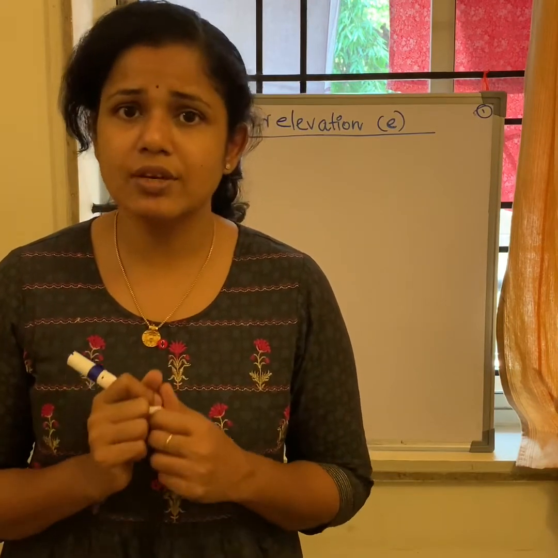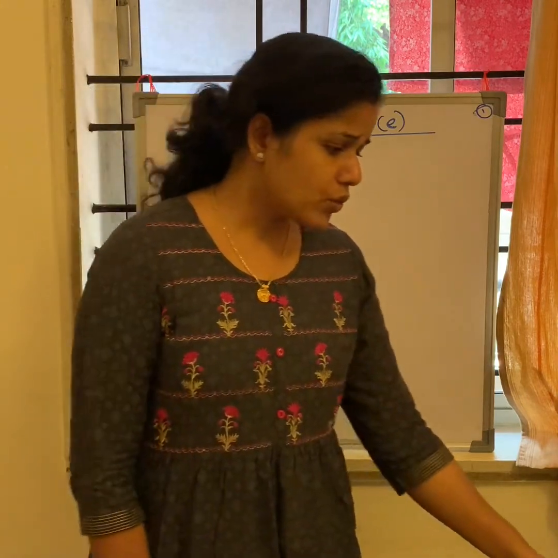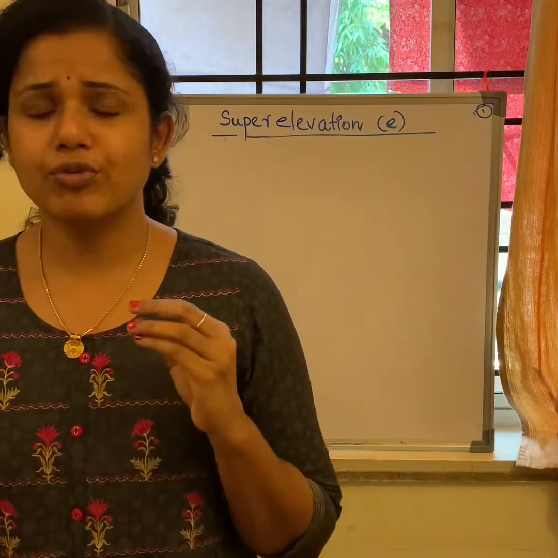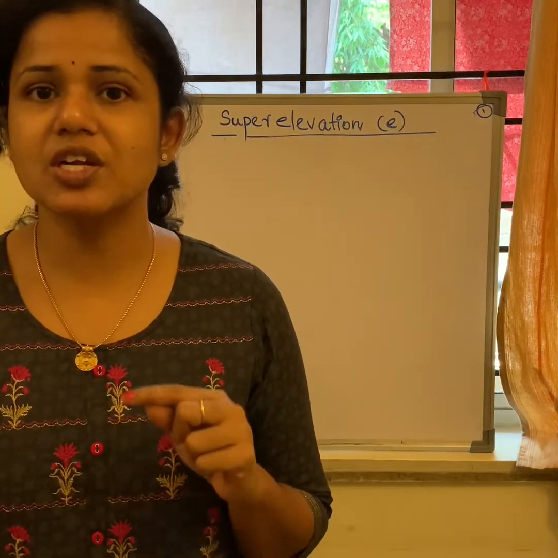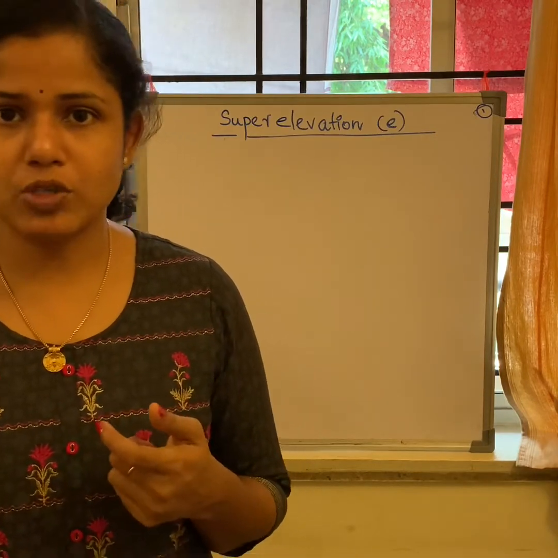The concept we are going to introduce here is something called super elevation. Counteracting the centrifugal force and reducing the tendency of overturning and skidding is generally achieved by providing super elevation. So how is it possible?